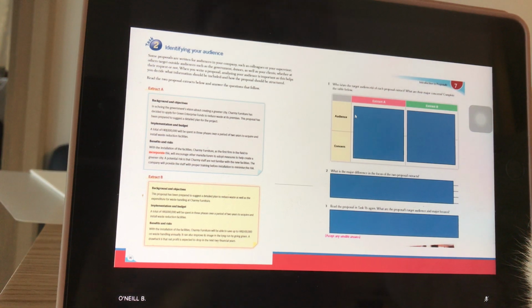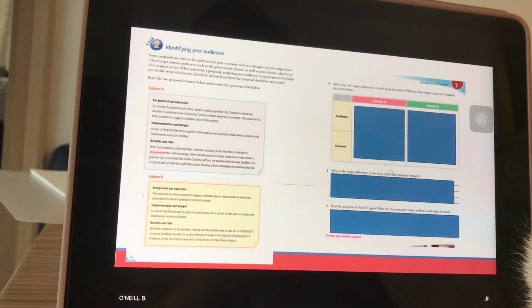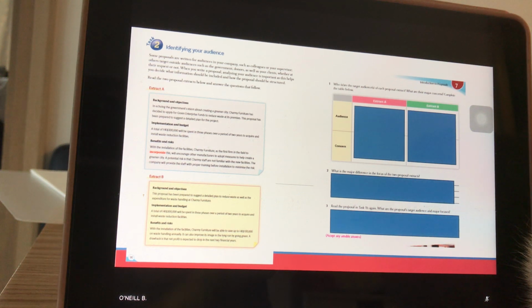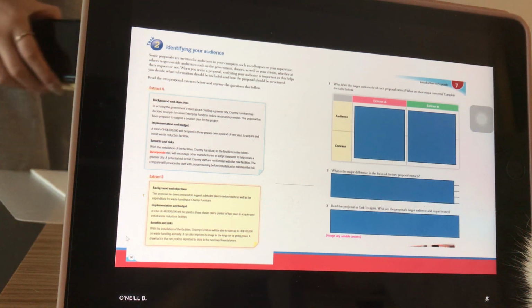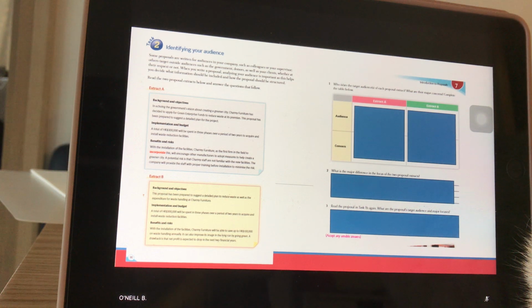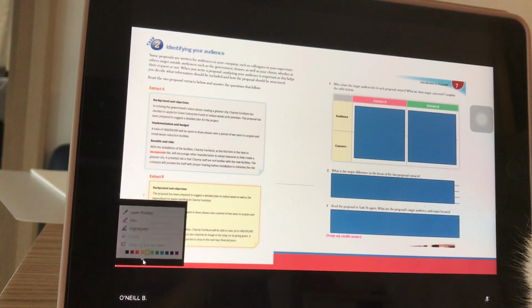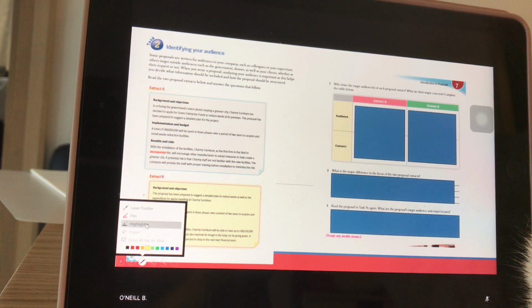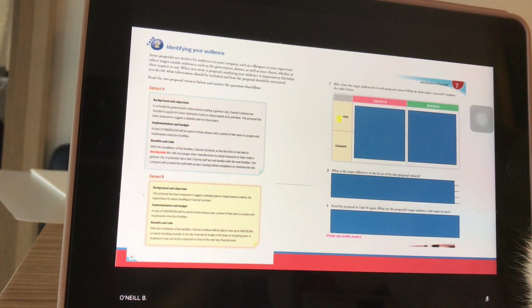extract B, and tell me who is the audience, who is it written for, and what is their concern. Okay, so I will give you a few minutes to read it and tell me who is the audience and what is the concern. What are they concerned about?